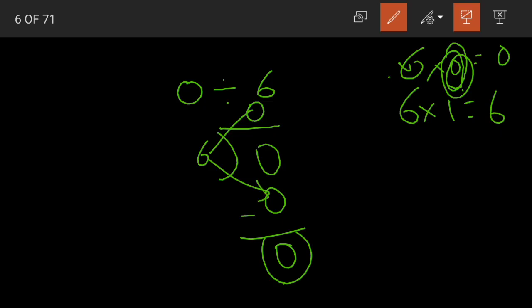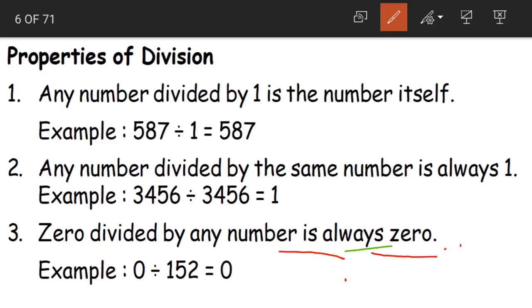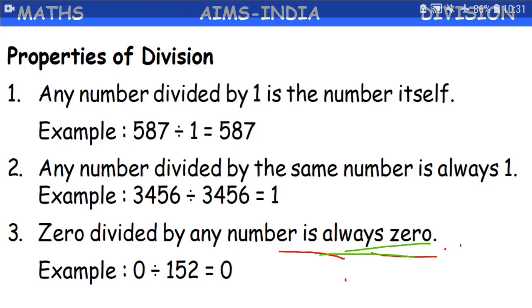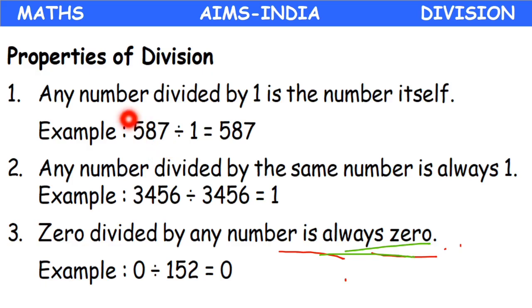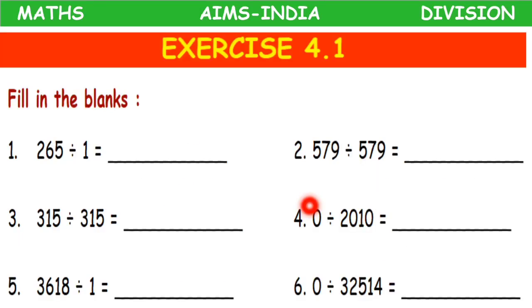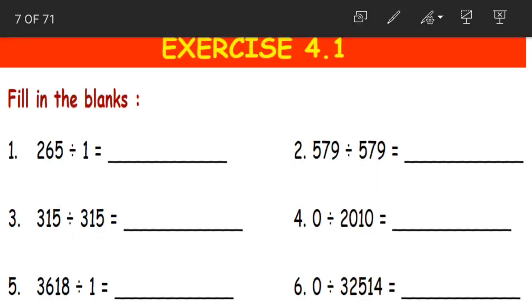6 zeros are 0. So from this what can we conclude? When we divide 0 by any number, the answer will be what? 0 itself. The answer will always be equal to 0. Clear, children, about the properties of division? Now using these properties of division, we need to solve this exercise. Fill in the blanks. The first one is 265 divided by 1 is equal to dash.